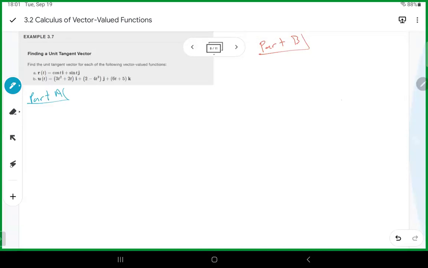So the first thing says r of t is equal to cosine t i plus sine t j. So our first step is going to be doing r prime of t. So that's going to give us a negative sine t i plus cosine t j. All right, so the second step is going to be the absolute value of that, which will be the square root.